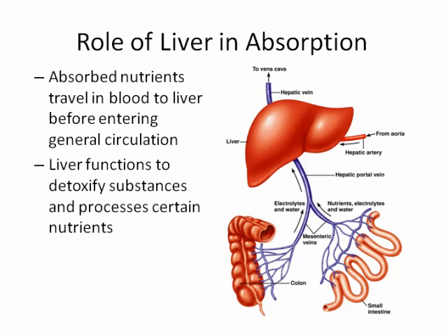The liver plays an important role in digestion, especially absorption. All absorbed nutrients travel in the blood to the liver first, before entering the general circulation. So we have extensive vascularization going to both the small intestine and even to the large intestine that are going to aid in this collection and absorption of materials. And the liver functions to detoxify substances and process certain nutrients.